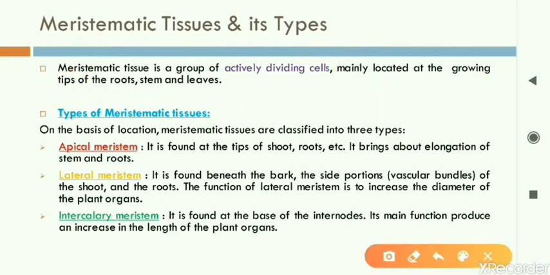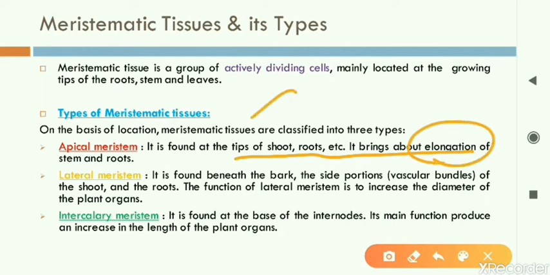And now we will have a look at the types of the meristematic tissues. All these categories are made on the basis of location, where this meristematic tissue is placed in the plant body. First one is apical meristem. Apical meristem is found at the tip of the stem and the roots, meaning at the end of the roots and the stem. It brings about the elongation of the stem and roots.